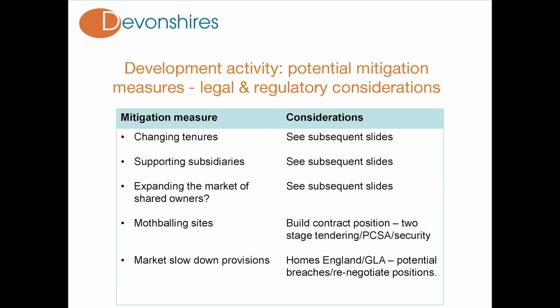And the other one, just a very niche one, is market slowdown provisions. Homes England and GLA, I'm particularly talking about here. There are also some provisions in TfL and certain NHS, particularly key worker schemes that we've seen. Just bear in mind to look at the market slowdown provisions in those contracts if you're having to slow down construction on site or you're worried about sales rates.